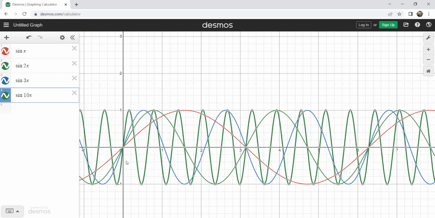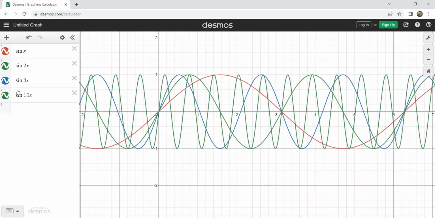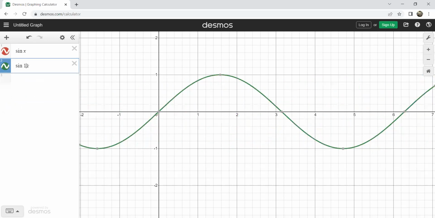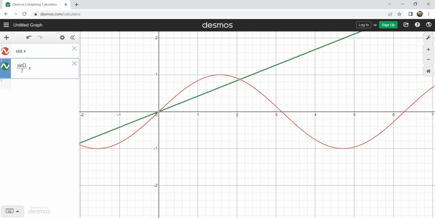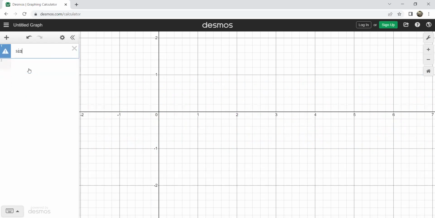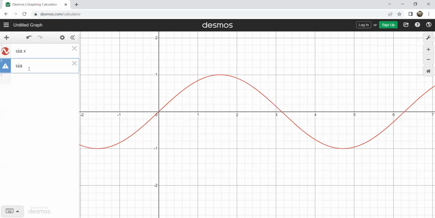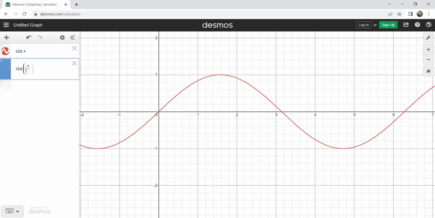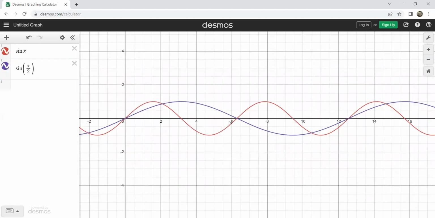Very good. So as you can see, if I multiply my x by 2, the period of my function becomes smaller and smaller. Now I expect you to ask, what if I multiply x by fractions, like a half? Sine x, and then sine x divided by 2. Very good. So this is my sine x divided by 2.